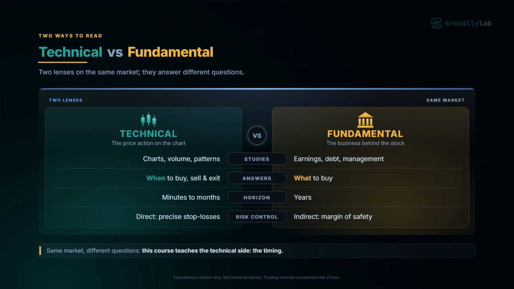They are not enemies. Plenty of successful investors choose what to own with fundamentals and decide when to act with technicals. But for active trading, the chart is the primary tool, because only the chart tells you your risk and your reward in advance before you commit a single dollar. So why does reading a chart work at all?